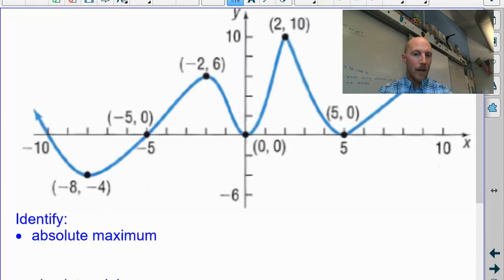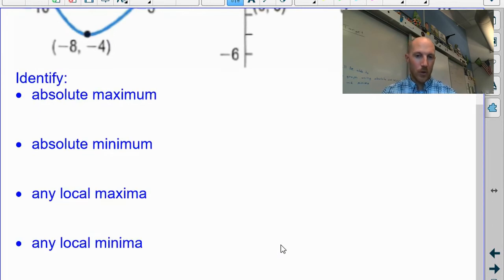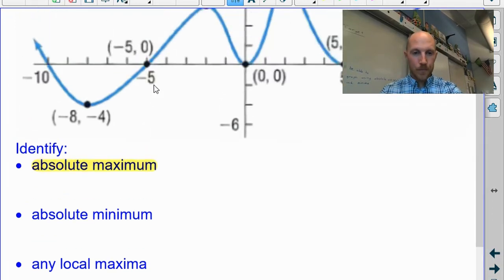All right, let's take a look at this graph from the do now. So we're going to look at 4 different questions, and we'll go back and we'll see them on the graph. So let's just do one at a time. Not all graphs are going to have all of these features, but here's the 4 questions I'm going to pose to you. So first, absolute maximum.